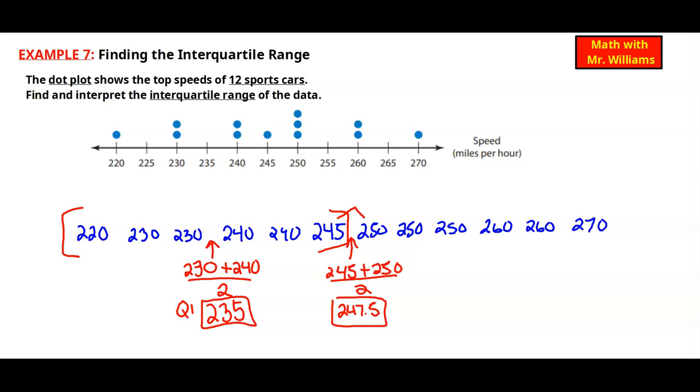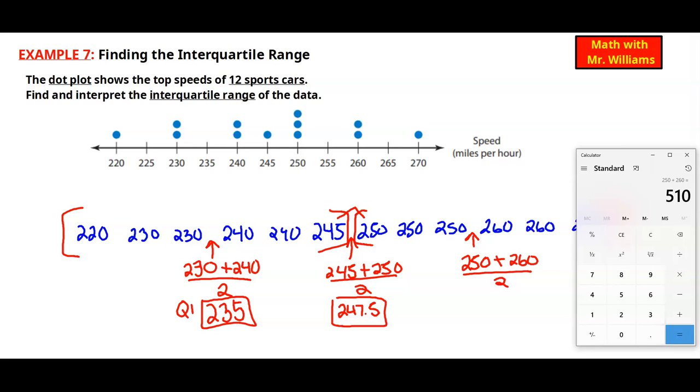All right, and then let's go to the third quartile. We know it's the last half of the numbers. We're looking for the median there. It'll be between 250 and 260. So let's add those up and divide by 2. Let's break our calculator out. All right, we get 510. Now let's divide that by 2. And 255 is our third quartile.